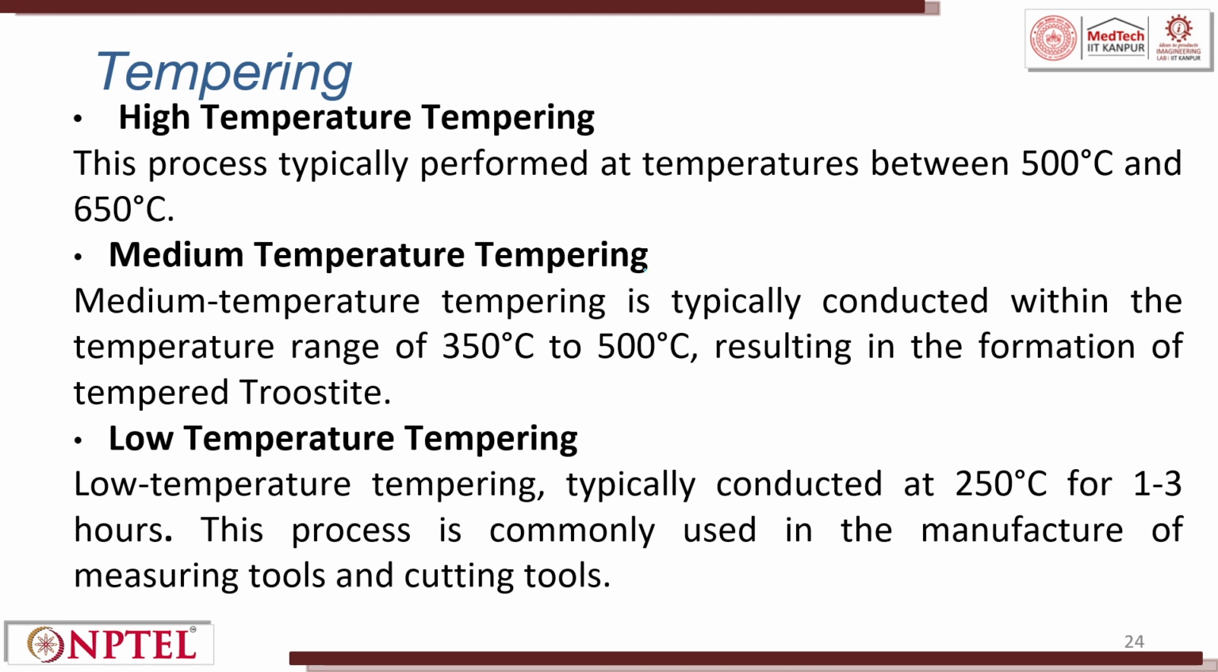High temperature tempering, medium temperature tempering, low temperature tempering, these are the different types of tempering process. High temperature tempering is typically performed at around 500 to 650 degrees Celsius. Medium temperature tempering is typically conducted in a range of 350 to 500 degrees Celsius. So, 500 to 650 is high, 350 to 500 is medium, and low is typically 250 degrees Celsius and less, for 1 to 3 hours.